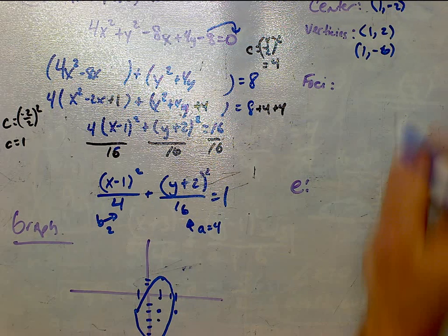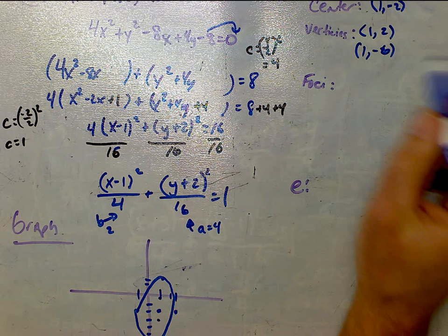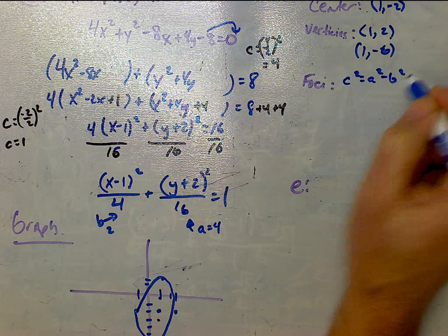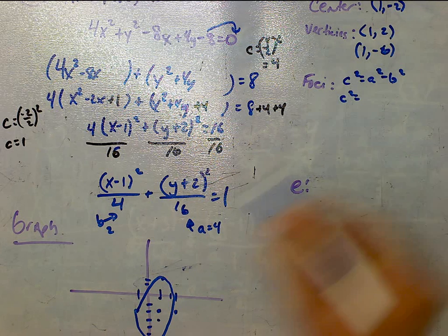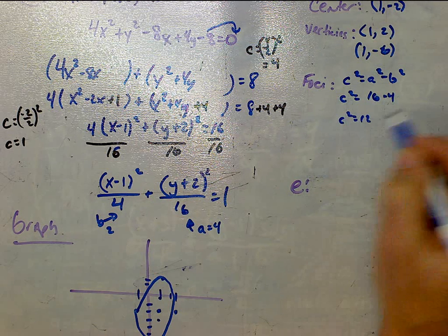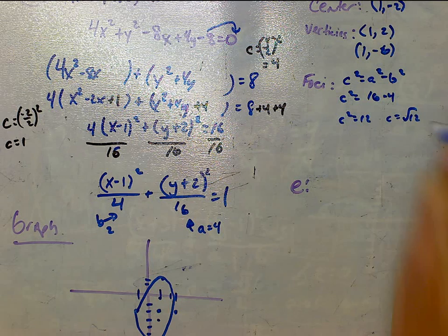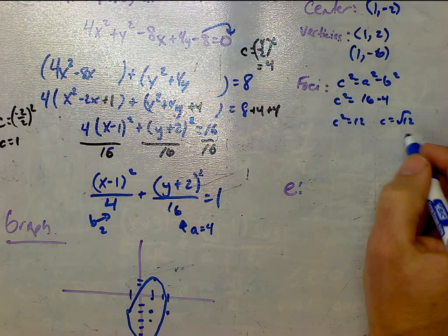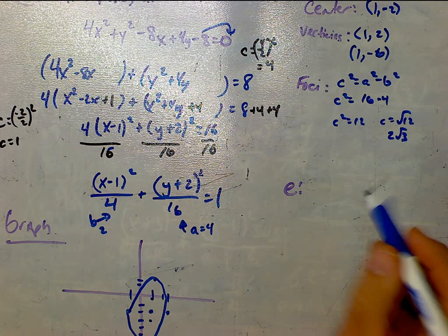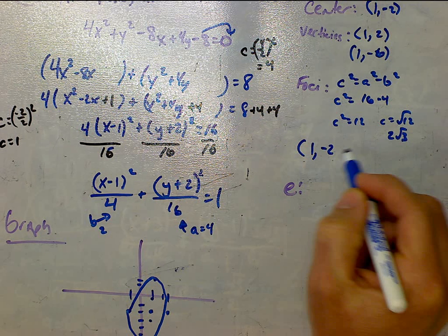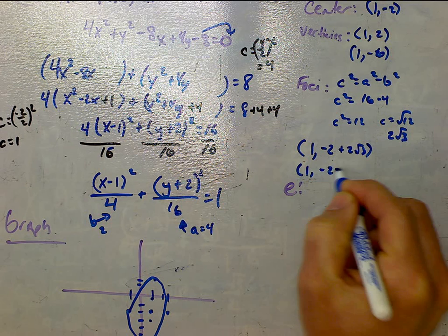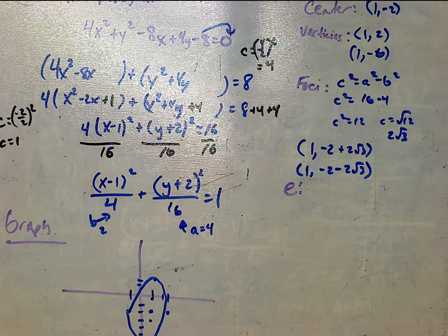My foci, which are going to be located about there and there, I have to find c first. Remember that c squared equals a squared minus b squared. So a squared is 16, b squared is 4, so c squared is 12, c equals the square root of 12, which is the square root of 4 times 3, or 2 square roots of 3. So the foci are located at 1 comma negative 2 plus 2 square root of 3, and 1 comma negative 2 minus 2 square root of 3. So those are the exact locations of the foci.